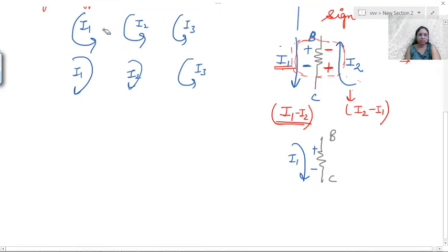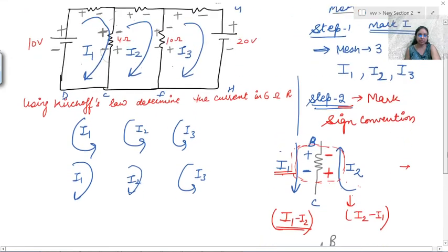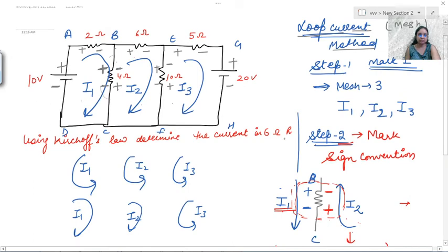Your other friend is also moving from up to down, right? You are also moving from up to down, and your friend is also moving from up to down, then you will mark positive here and negative here. Okay, then both are moving in the same direction, so both currents will be added. In this case also I1 plus I2, and in this case also I2 plus I1. Clear?